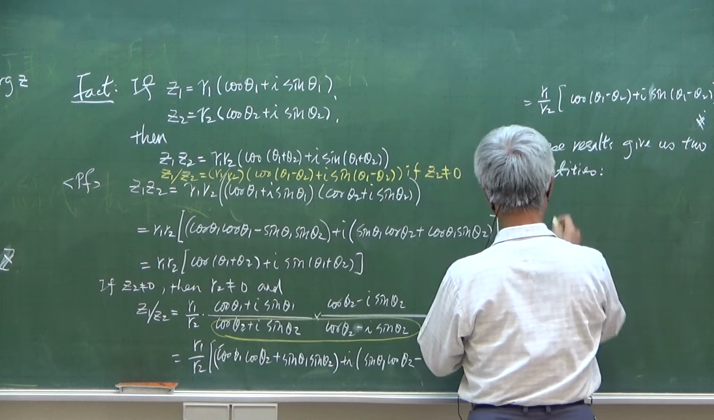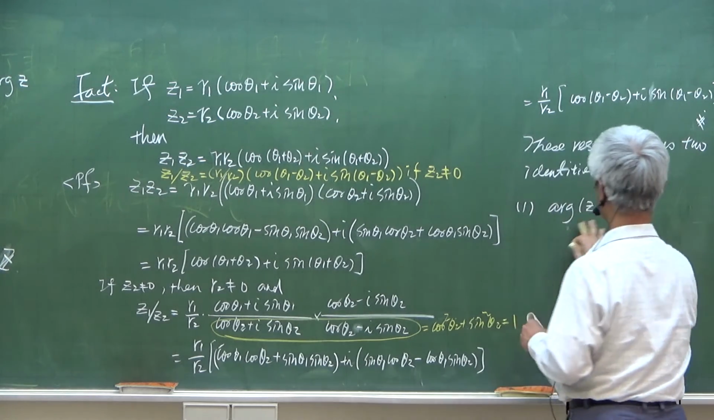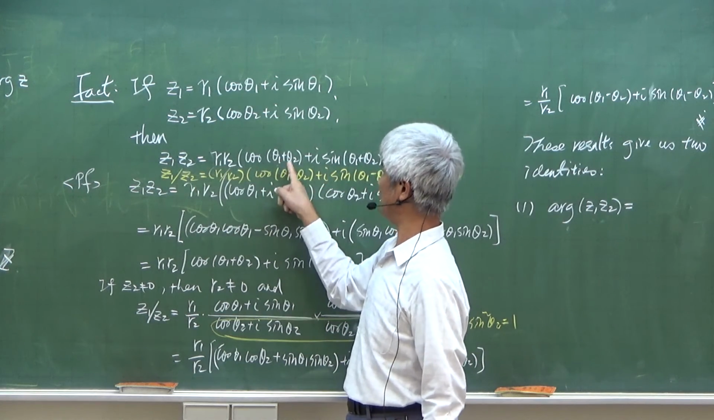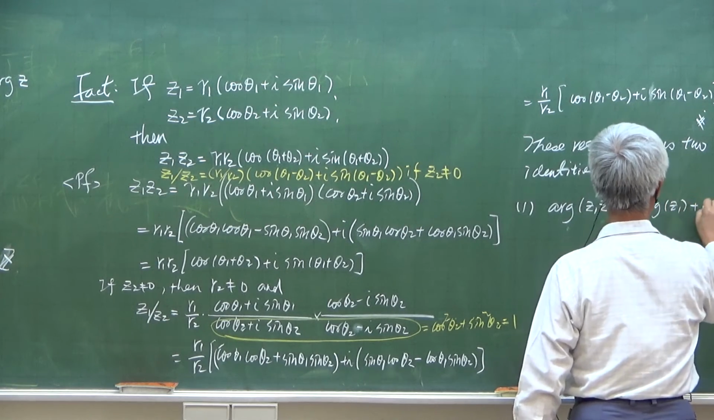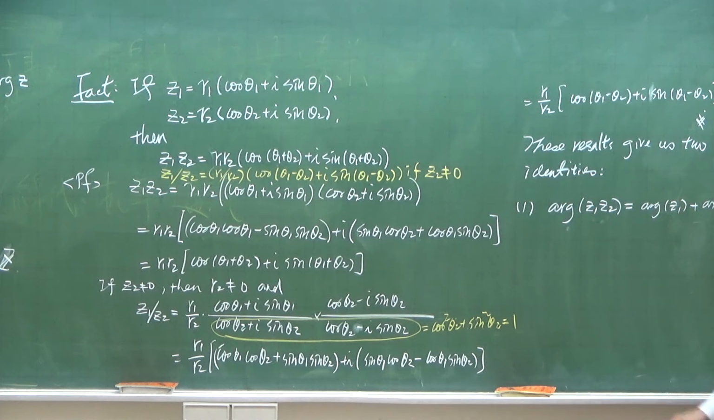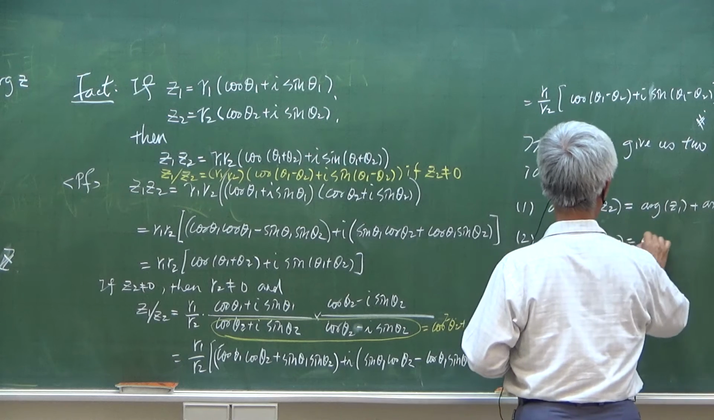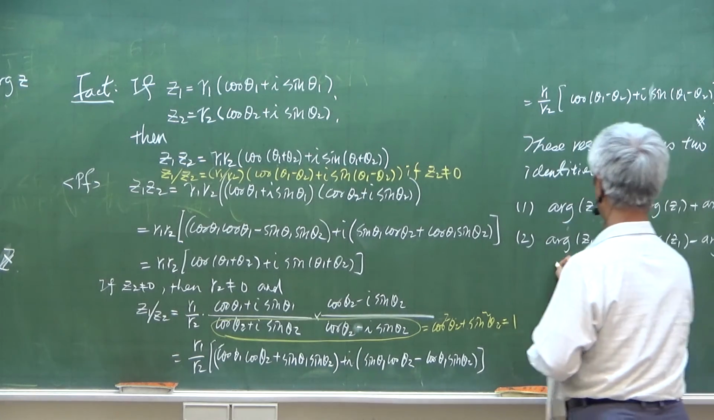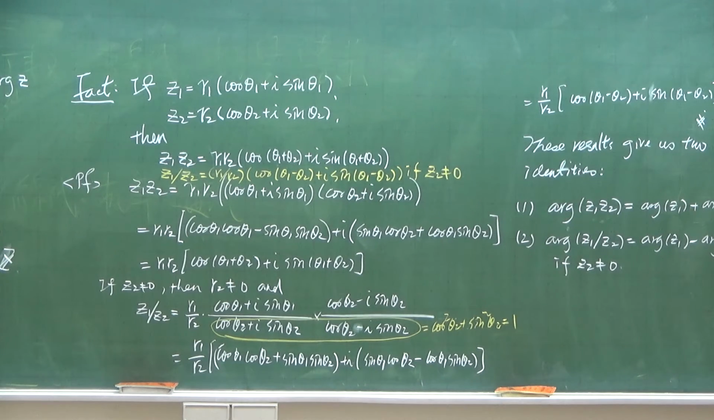One is for the multi-valued function. The argument of z1 times z2 is theta 1 plus theta 2, so this is equal to the argument of z1 plus the argument of z2. Immediately we have that. The second is that the argument of z1 divided by z2 is equal to the argument of z1 minus the argument of z2, if z2 is not equal to 0.